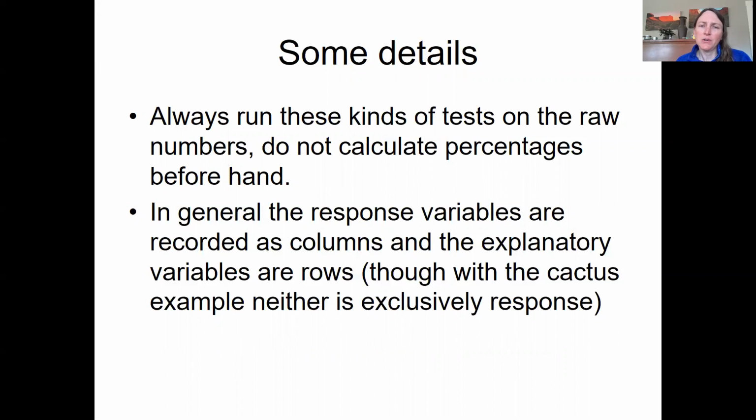And then in general, when we build these contingency tables, the response variables are recorded as the columns, and the explanatory variables are the rows. Though with the cactus and the shrub example, neither one is really dependent. Well, I guess the cactus would be more dependent on the shrubs if you wanted to think about it that way. Some other details are that these data sets really don't like a whole lot of zeros. So if you have a data set with a whole lot of zeros, you might have some difficulty.